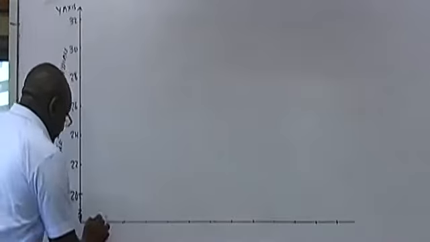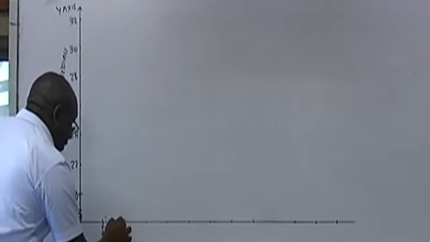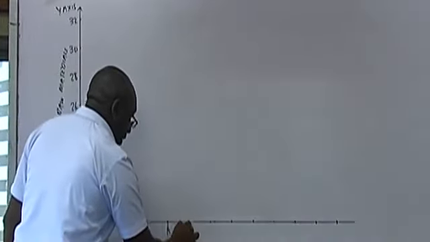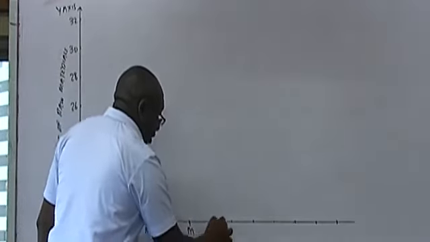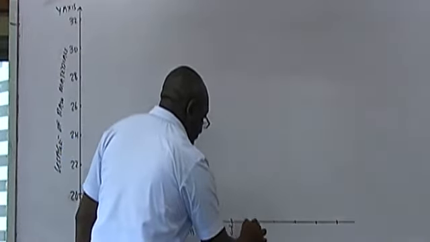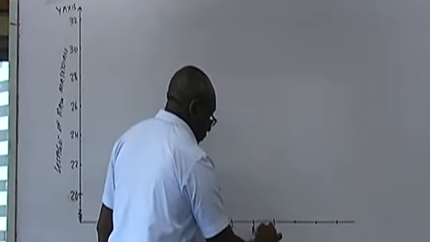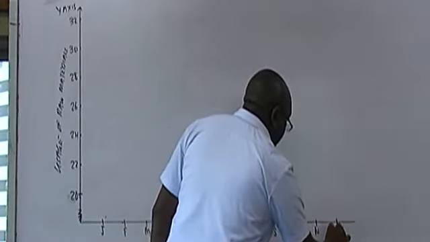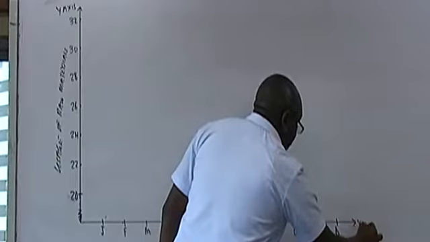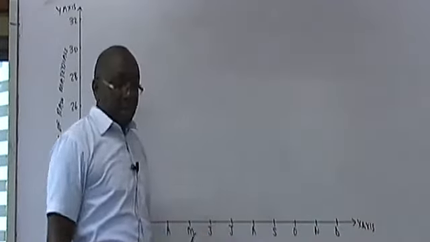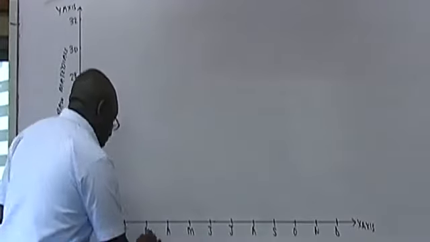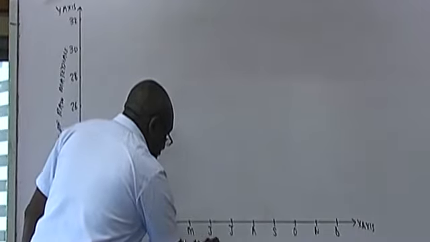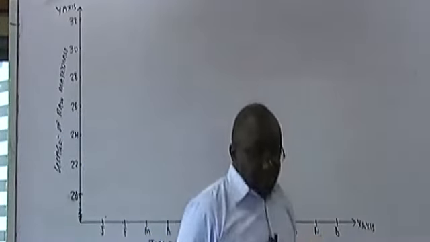So hapa utaweka, this is January, February, March, April, May, June, July, August, September, October, November, and December. This is x-axis, and this is month. This is time in months.